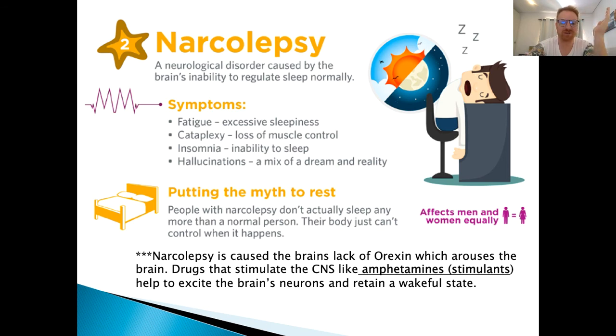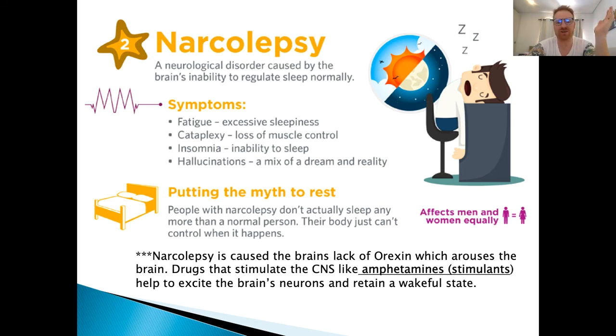Now, one of the myths is that people with narcolepsy don't actually sleep any more than a normal person. They actually sleep about the same amount. It's just that they can't control when it happens. So it's not like they're constantly sleeping. They might not sleep at night, but they might fall asleep in the middle of the day. So they're not really sleeping more than other people.